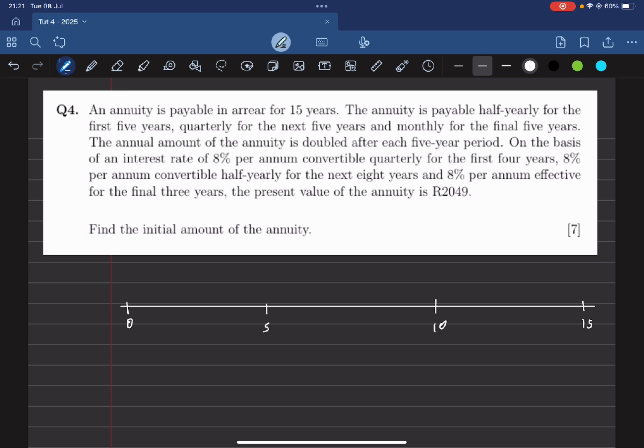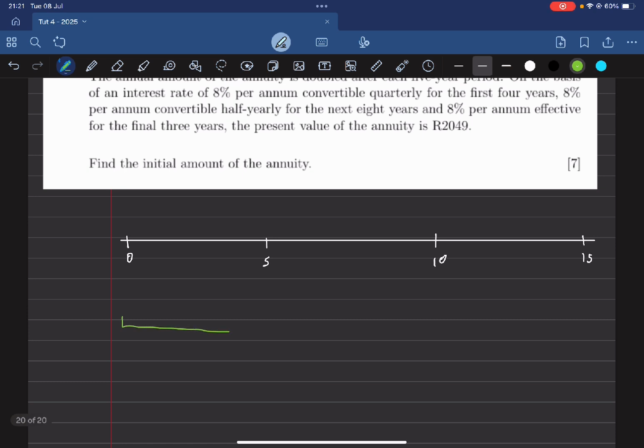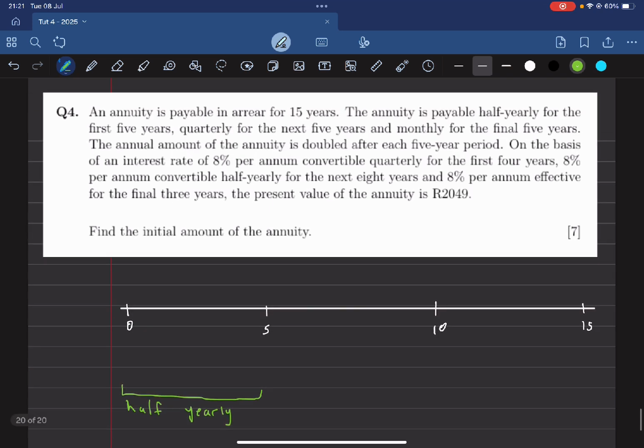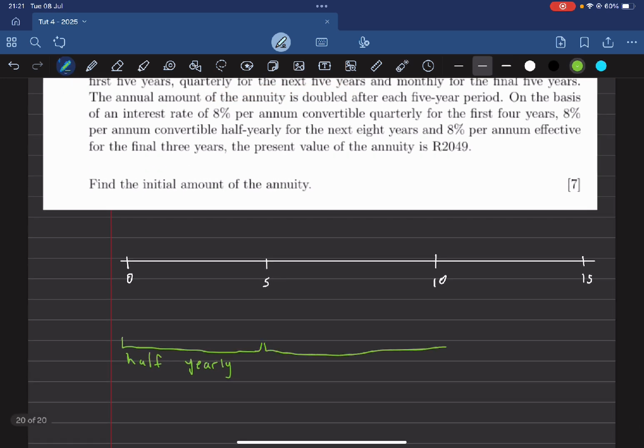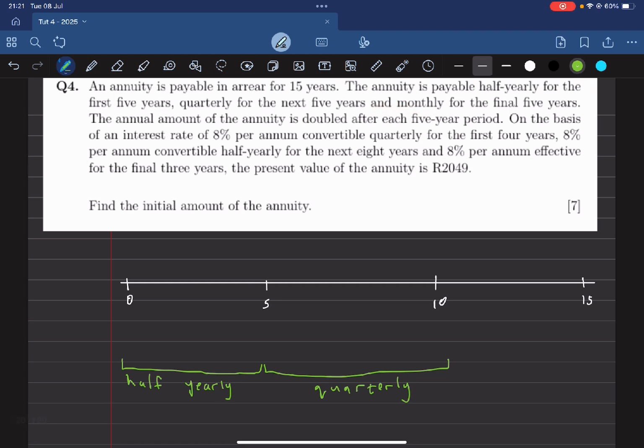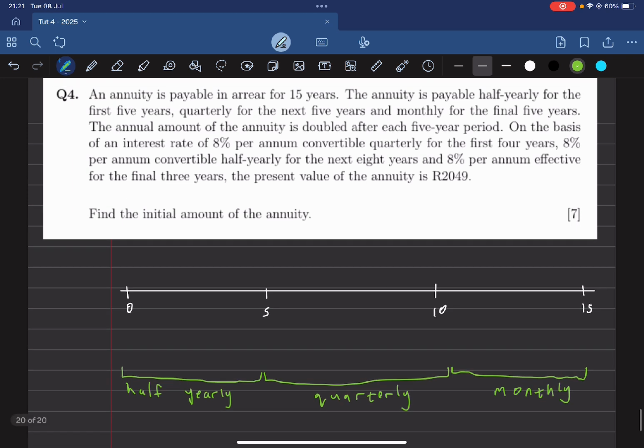Cool. So it says the annuity is payable half yearly for the first 5 years. Okay, so from here to here, it's payable half yearly. Cool. And then it says quarterly for the next 5 years, so from this point to this point, it's quarterly. And then for the next 5 years, monthly. Okay, so then from time 10 to time 15, it's payable monthly. Okay, good stuff.